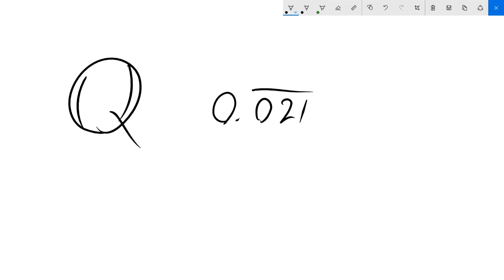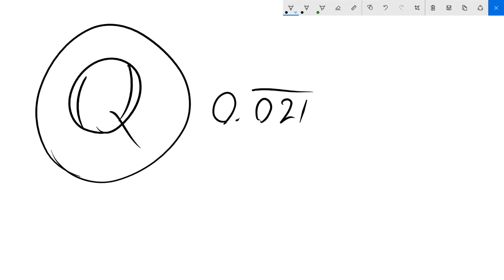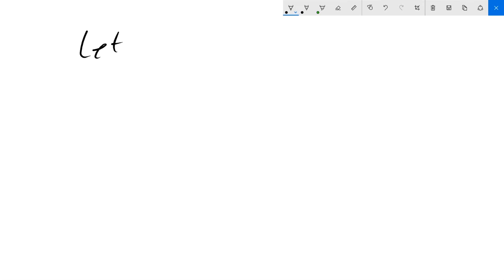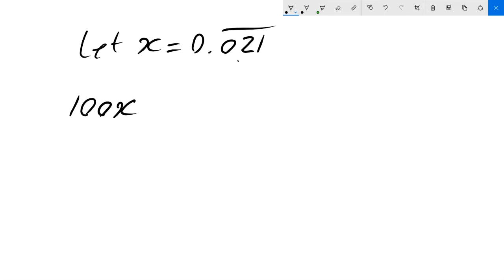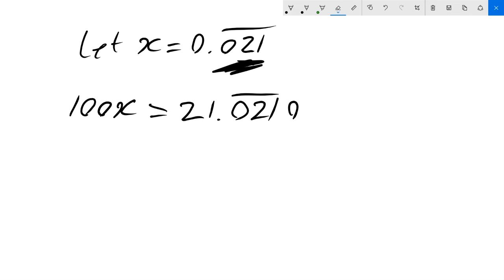Well, you can actually represent these as a rational number, and I'm going to show it to you now. The first thing we want to do is let x equal this number, 0.021 recurring, and then we're going to multiply it in such a way that these last digits actually appear. So it's going to be 21.021 recurring. We recognize that this just continues the pattern, 021, 021, etc.